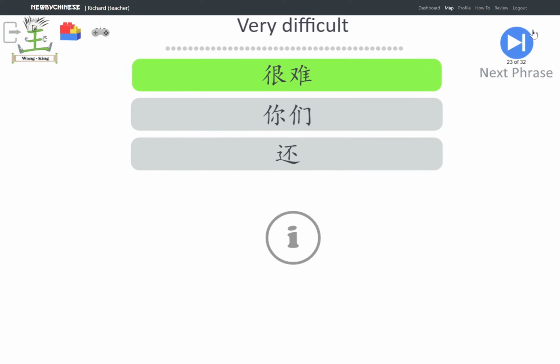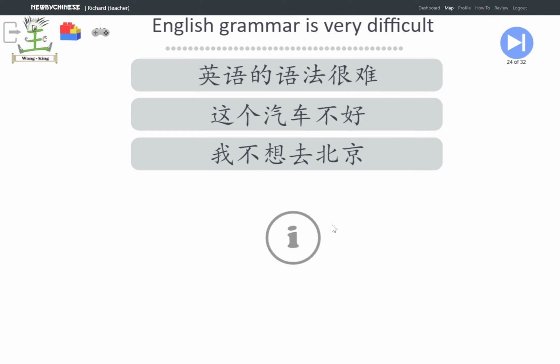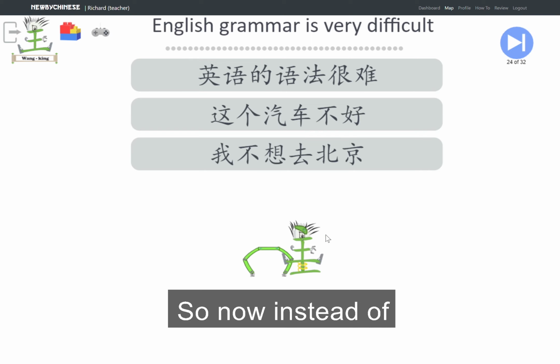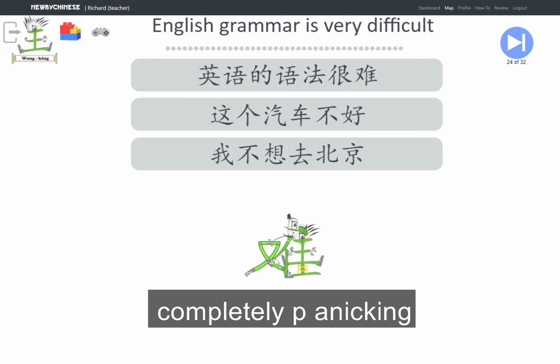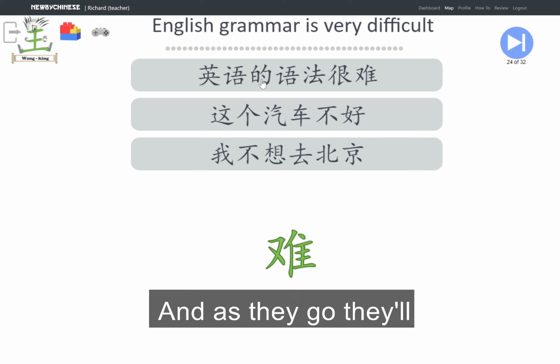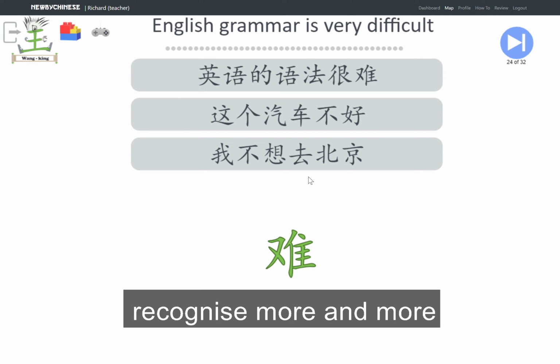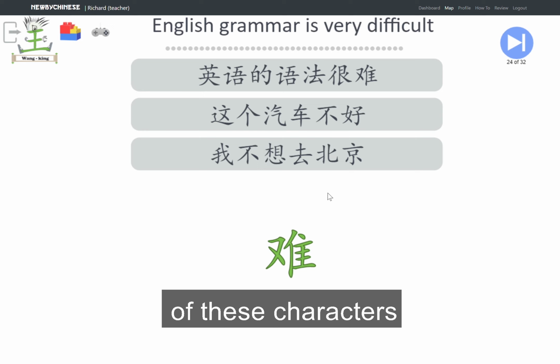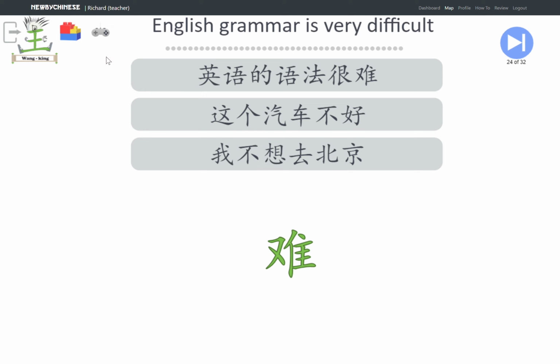Very difficult. English grammar is very difficult. Instead of completely panicking, they're looking for this emoji, or this character within a phrase, and they can recognize it. And as they go, we can build up their ability to recognize more and more of these characters, so their fluency in Chinese gets more and more able.